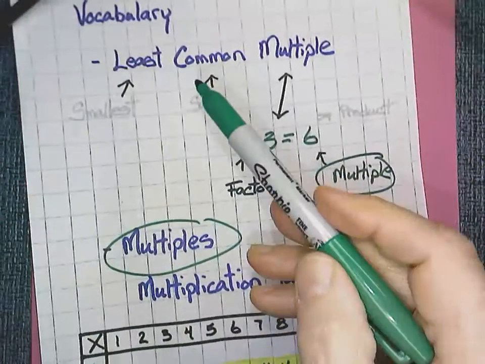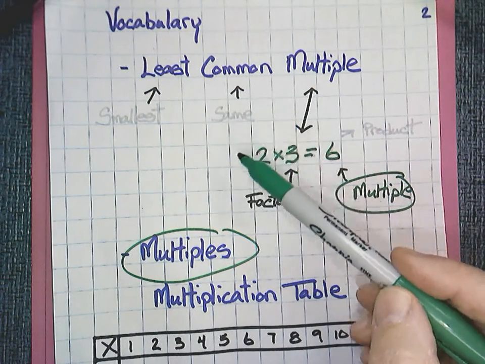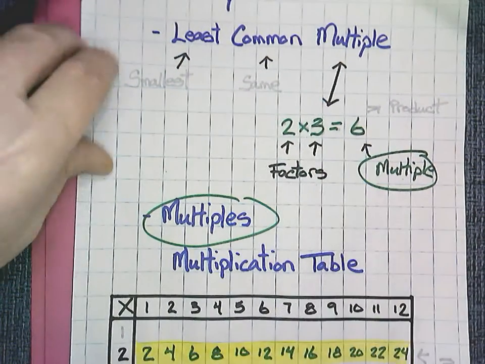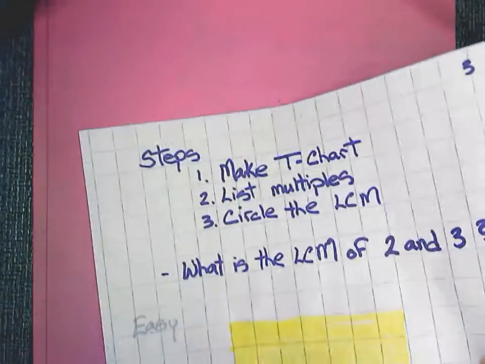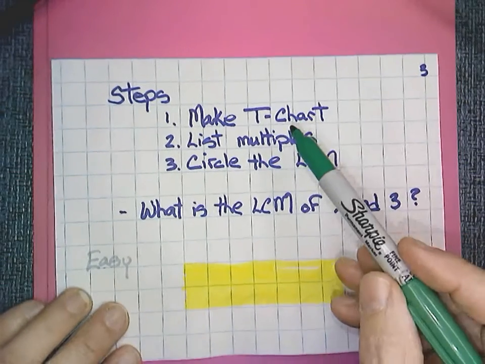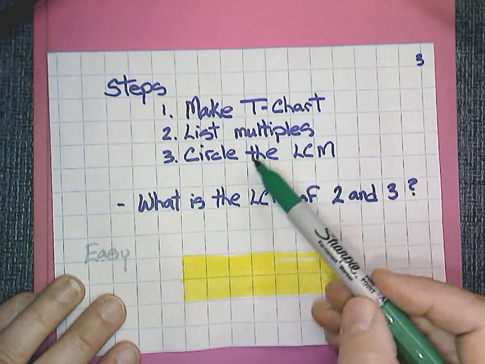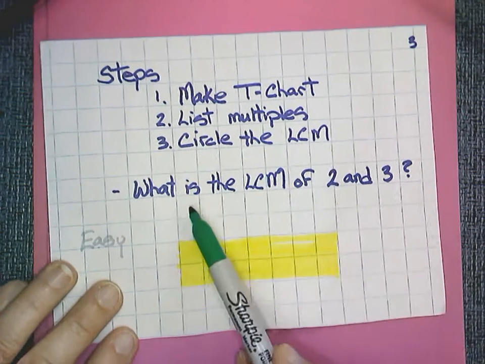And finally, so that's what we mean in our vocabulary. We said least common multiple just means the smallest multiple that's the same when you're given a list. And we just reviewed multiples. Okay. Steps are real easy today. Make a t-chart. I showed you that on the first example, and we'll look at that again. Then you list your multiples, and then you just circle the least common multiple.